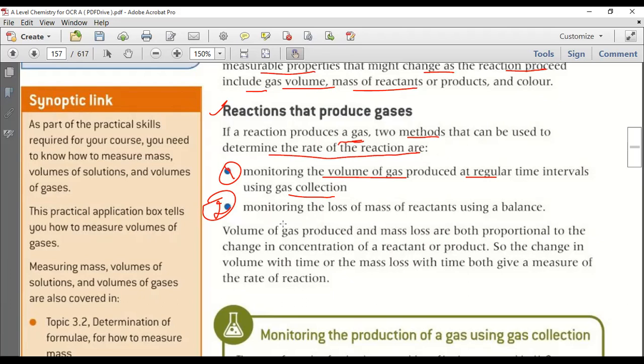So just by monitoring the volume, you just have to collect the amount of gas and measure it at tiny intervals. Yes, we have to collect it, then only we can measure it.